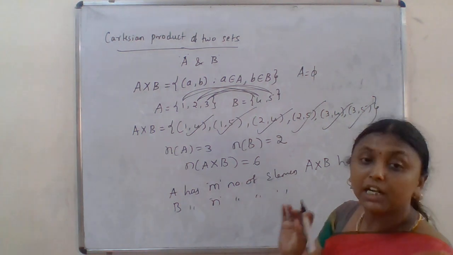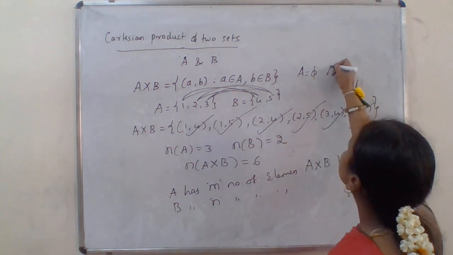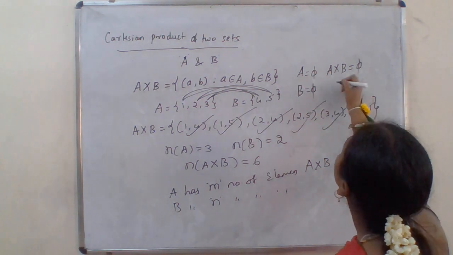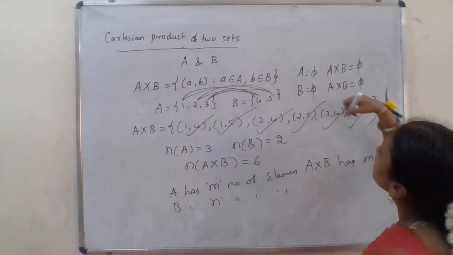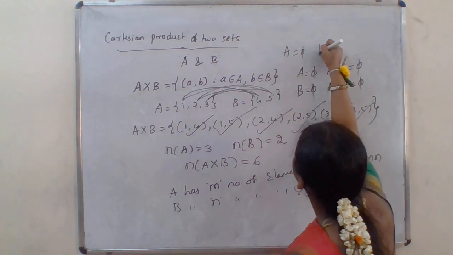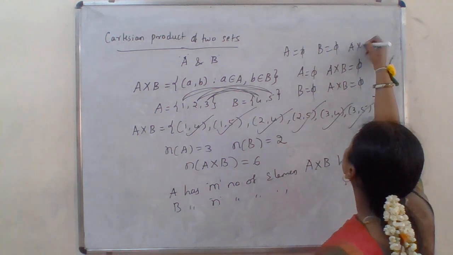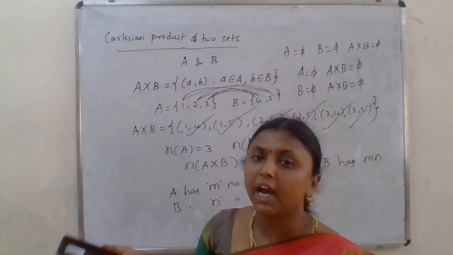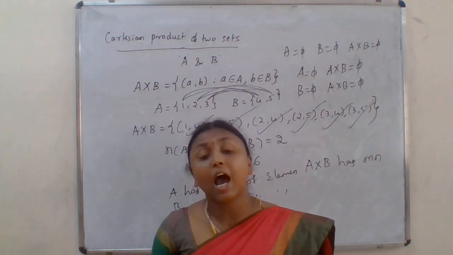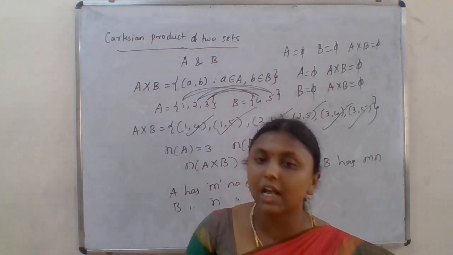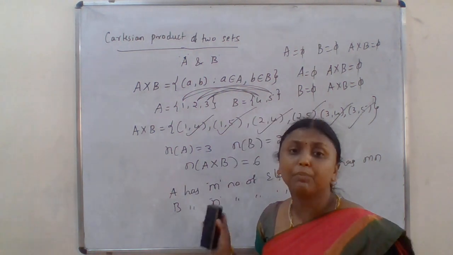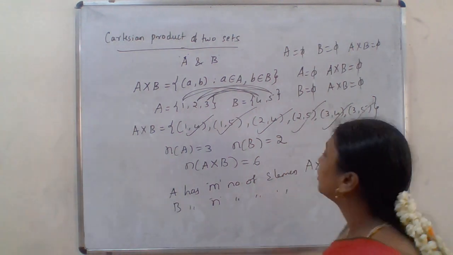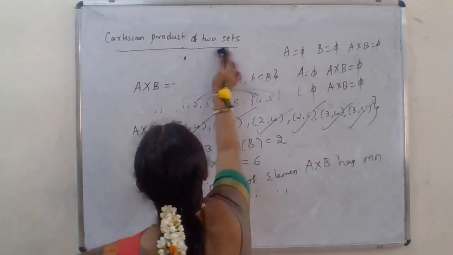Next, usually A and B are non-empty sets. If A is equal to the null set, then A cross B is equal to the null set. If B is equal to the null set, A cross B is equal to the null set. If both A and B are null sets, then A cross B is also the null set. So the Cartesian product of the null set with any set is equal to the null set. Remember it. Next, Cartesian product of three sets.